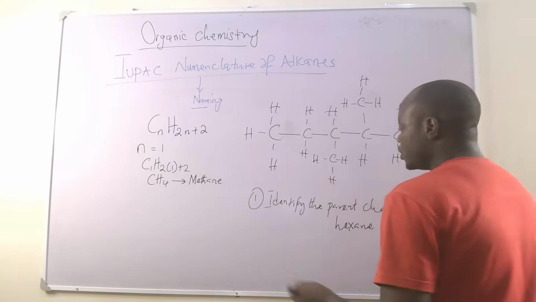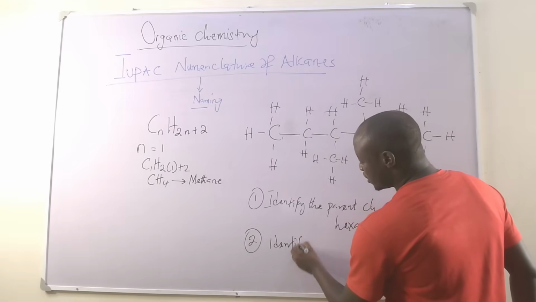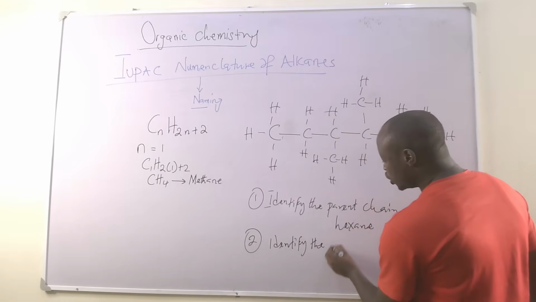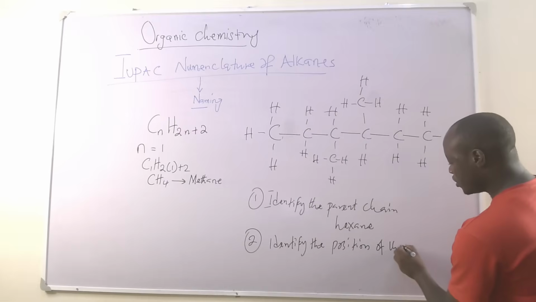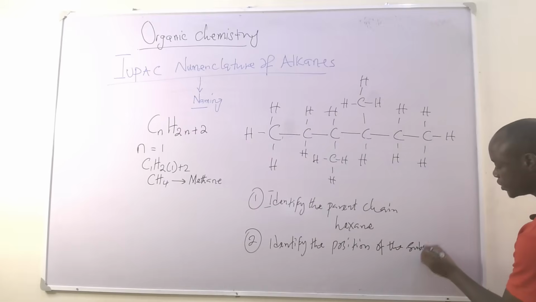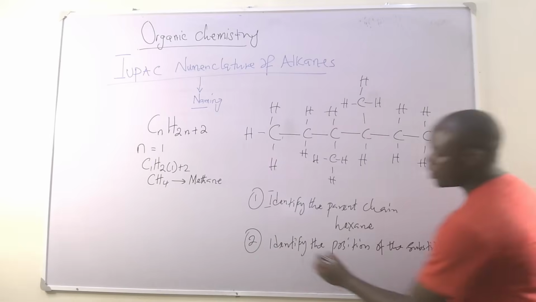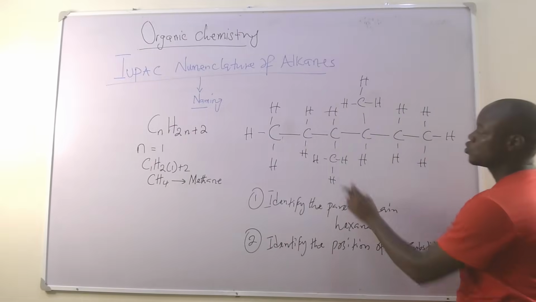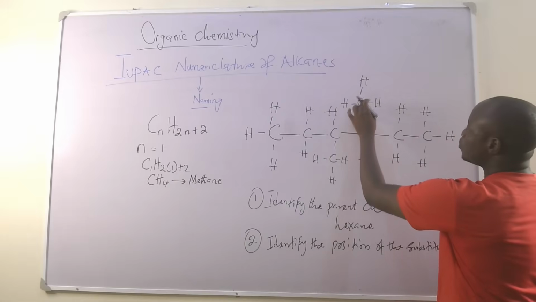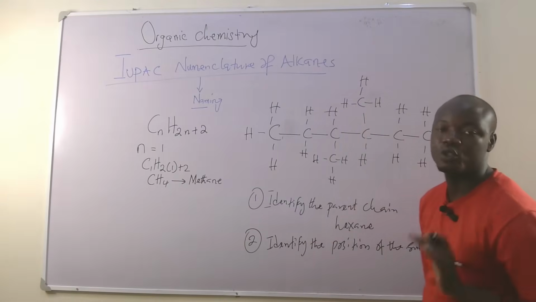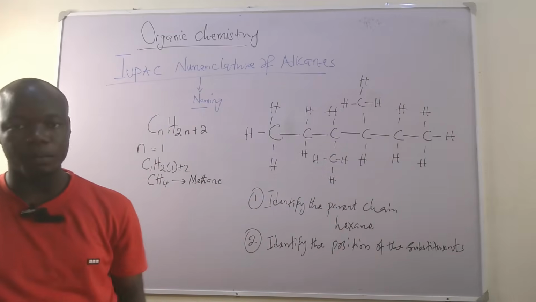then identify the position of the substituents. What are the substituents? Here is a substituent. Here is also a substituent. So we have two substituents. But how do we number them and how do we name them?